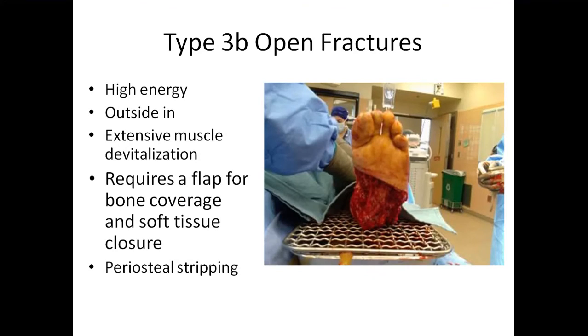So type 3B. See here, it's a high energy injury with extensive muscle devitalization, which requires a flap for bone coverage and soft tissue closure. Periosteal stripping is there. Where is the question of covering here? There is no skin here. There is no muscle here. Everything is gone. So you cannot close it.